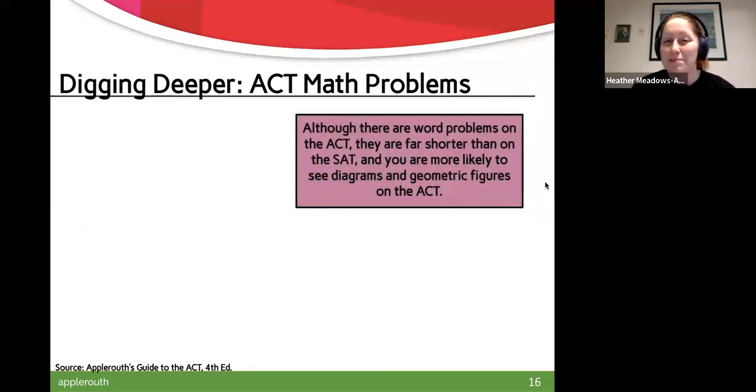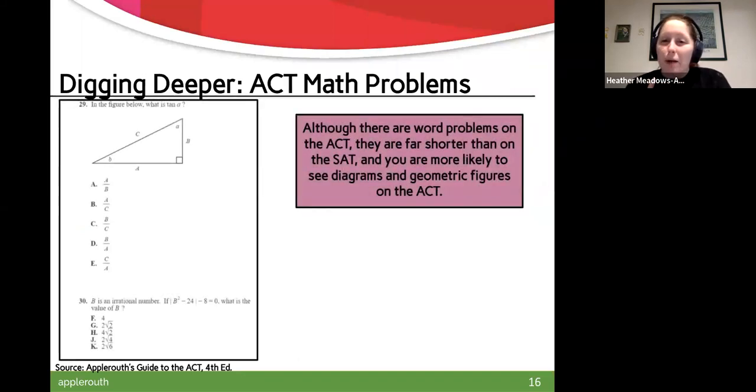So, right, let's look at some problems. There's no word problems on the ACT. I'm sorry, there are word problems on the ACT, but they're a little bit shorter than the SAT ones. The SAT is a more reading heavy test in every way. So on the ACT, you're more likely to see some more straightforward questions where you see diagrams and geometric figures.